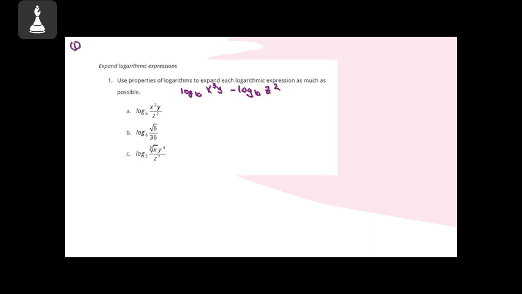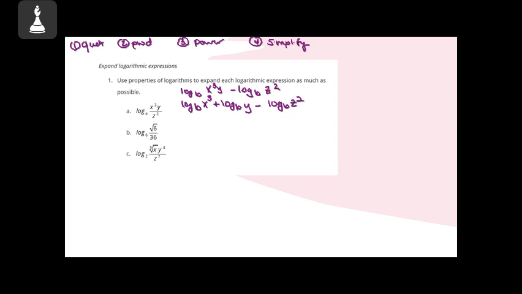So I did quotient, then I'm going to look for product rule, then I'm going to look for powers, and lastly, I'm going to see if I can simplify. So you're always going to want to do it in that order. All right, so this is going to be log base b of x cubed, plus log base b of y minus log base b of z squared.